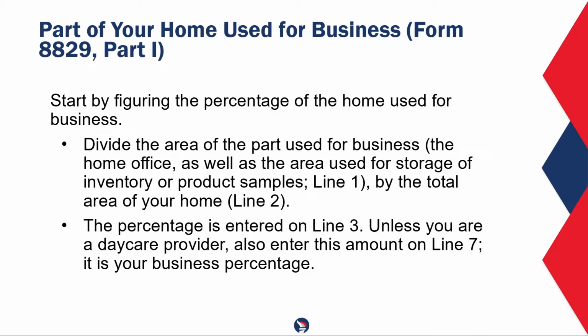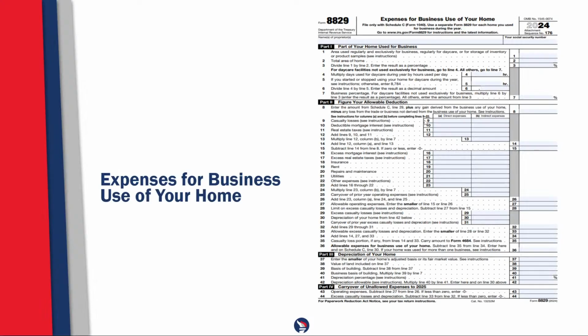Once you've got that percentage, then you can go through and do indirect expenses. So I can take a percentage of my house insurance. I could take a percentage of my mortgage. I could take a percentage of my real estate tax. I could take a percentage of my rent, my repairs and maintenance, my utilities, so water, gas, internet. All that can go into here under indirect expenses.